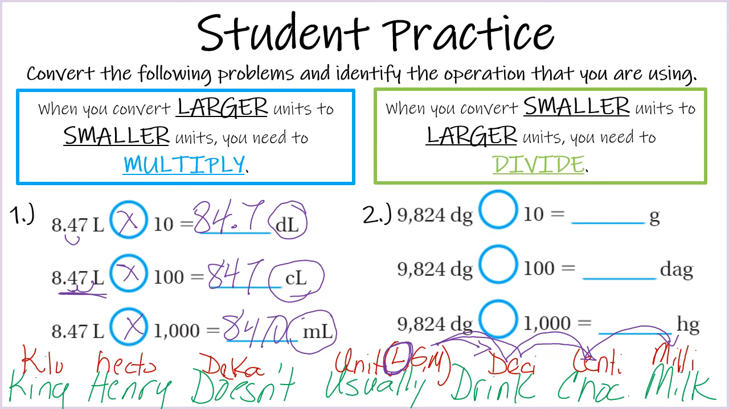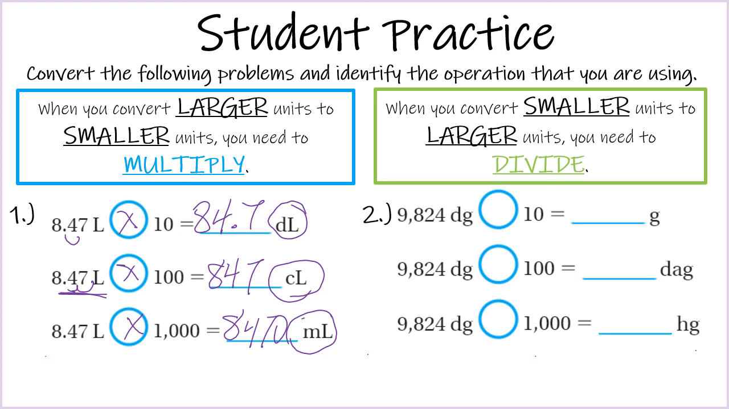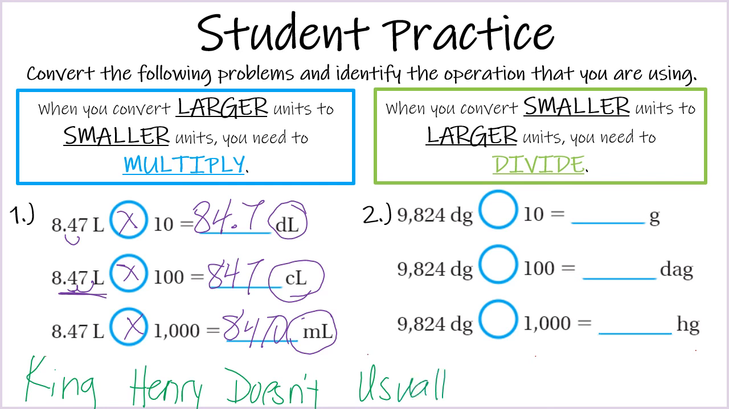Okay, I'd like you to pause the video and try number 2. Okay, hopefully you had a chance to try number 2. We're going to start again by writing our sentence at the bottom. Oops, maybe the pen. King Henry doesn't usually drink chocolate milk.